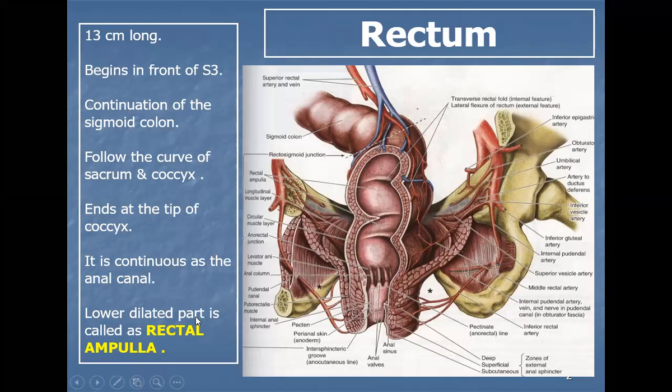The lower distal part is called the rectal ampulla. The largest part here, the distal part, is called the rectal ampulla. If you have studied the previous case where it was mentioned as a wall, this is nothing but the rectal ampulla, the dilated part.